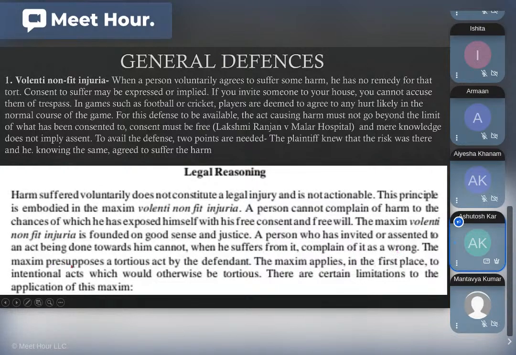The maxim presupposes a tortious act by the defendant. The maxim applies in the first place to intentional acts which would otherwise be tortious.